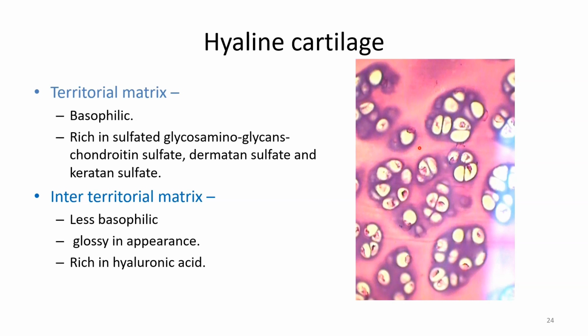Then the interterritorial matrix, which is less basophilic, and it is glossy in appearance because it is rich in hyaluronic acid, and this contains the collagen fibrils. The fibrils are not seen because the refractive index of the hyaluronic acid and the fibrils are the same. You have learnt that the territorial matrix is non-fibrous, whereas the interterritorial matrix is fibrous. This point also you have to recollect.